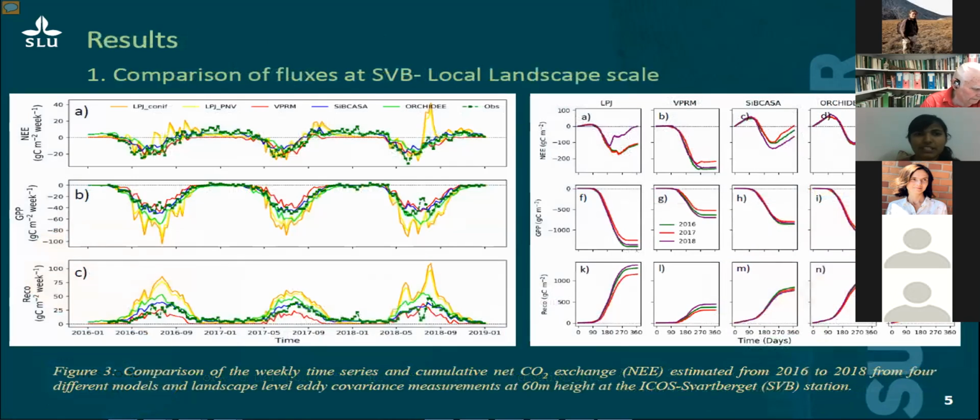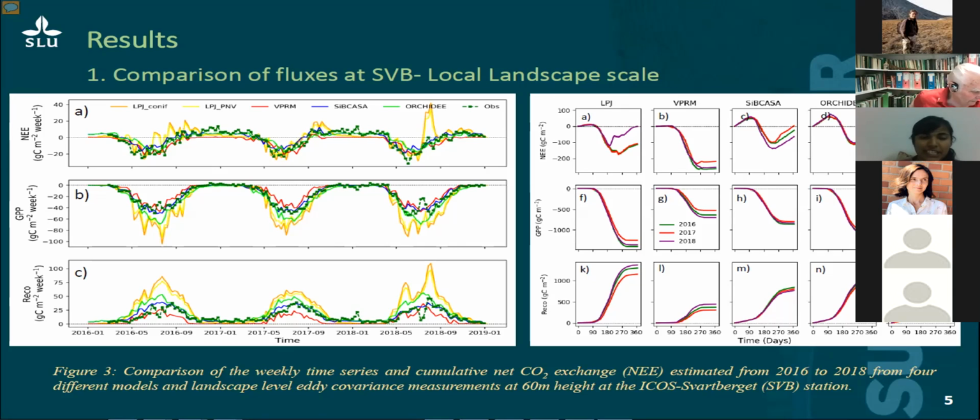Now coming to the results. We are comparing the fluxes at Svartberget, that is at the local landscape scale. Here I am showing the time series of NEE, GPP, and RECO in the first figure for the period 2016 to 2018, from 4 of the models, compared with the observation. The observation is shown in green. We can see in the first figure A that the modeled fluxes compare well with observation, though there are some discrepancies, like LPJ-GUESS shows a very large peak during the 2018 summer, and VPRM and LPJ-GUESS showed near zero winter fluxes.